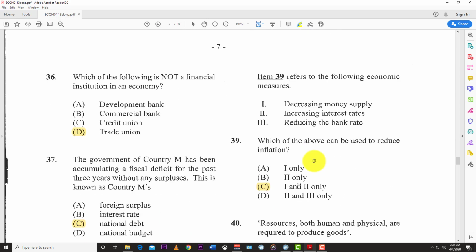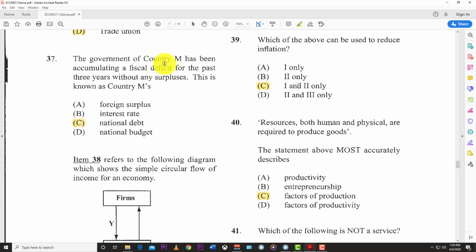36, which of the following is not a financial institution in the economy? The answer here is trade union. Credit union, yes. Commercial bank, yes. Development bank, yes. But trade union, no. 37, a government of country M has been accumulating a fiscal deficit for the past 3 years without any surpluses. This is known as country M's national debt. That's their national debt.